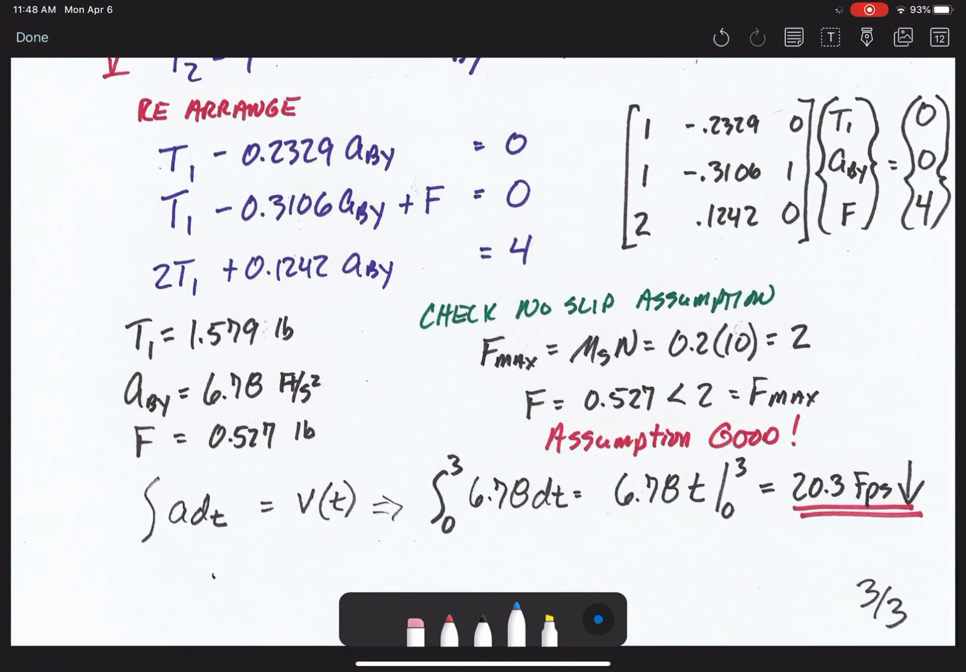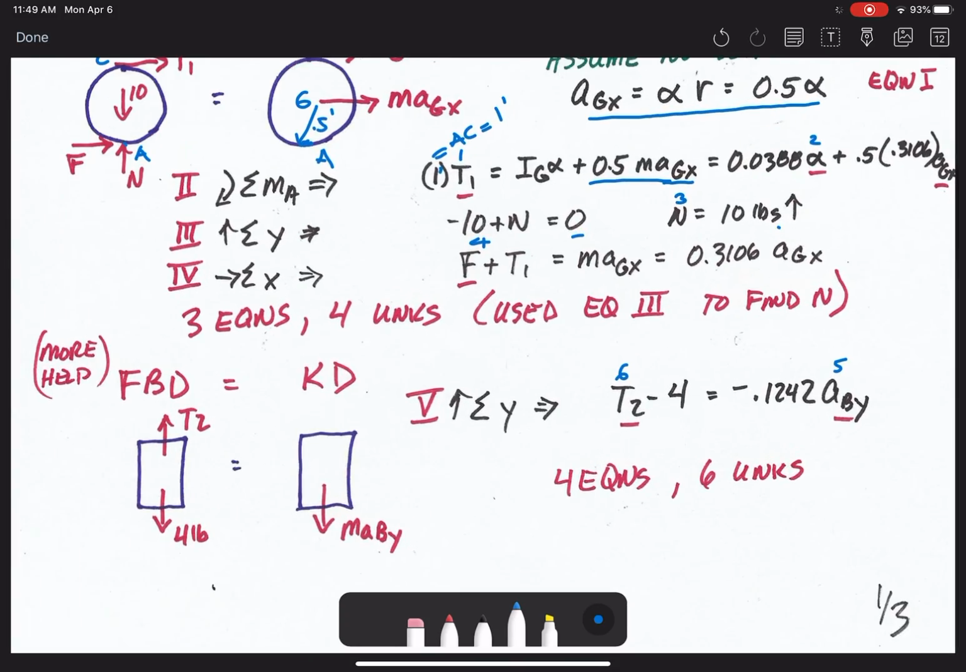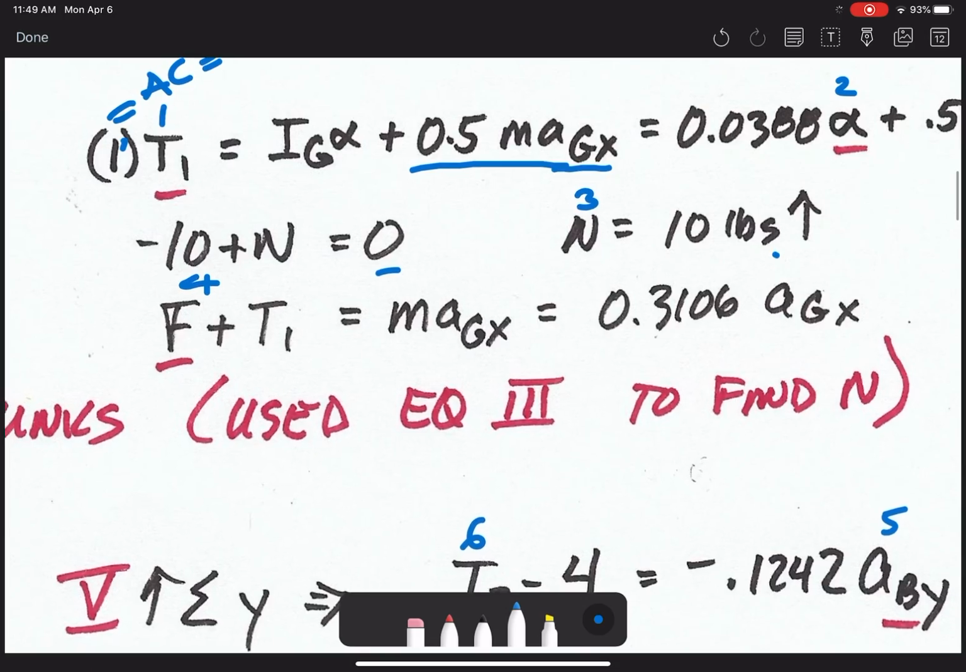So we will find out T1 equals 1.579 pounds. T2 equals double of that. ABY equals 6.78 feet per second squared, and the friction equals 0.527 pounds. And we have to check our assumption, because we assumed no slip of the disk. So friction has to be less than the max, mu sub S N, N equal 10 pounds, which we already found as the very first unknown in that equation, as you can see there.